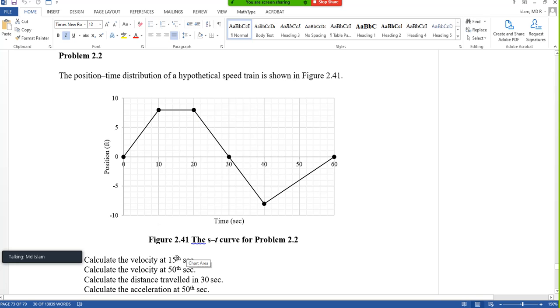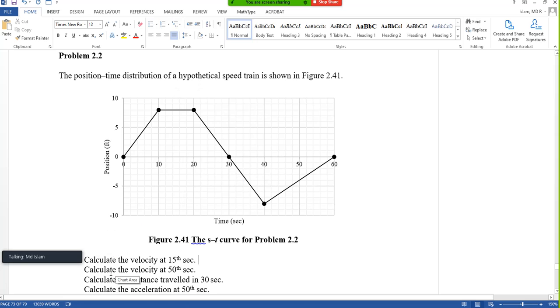So what is the answer? Calculate the velocity at 15 seconds. There's nothing to calculate. You can tell that ds by dt is 0 because there is no change in displacement here. So answer 1 is 0. So I solved number 1: the velocity at 15 seconds is 0.